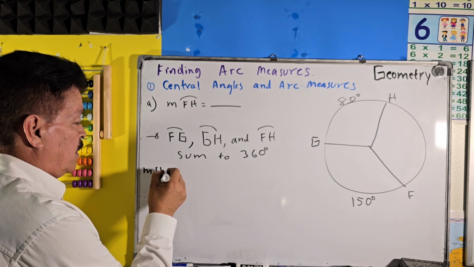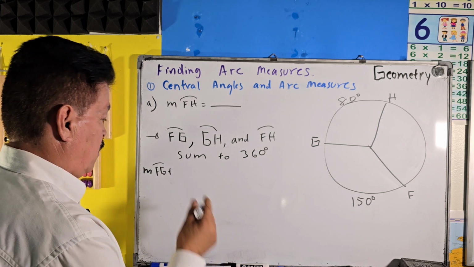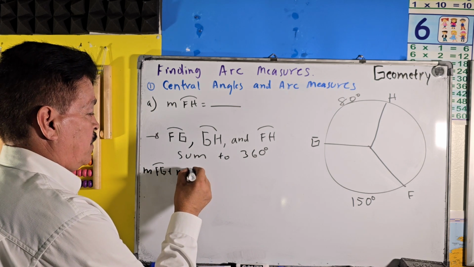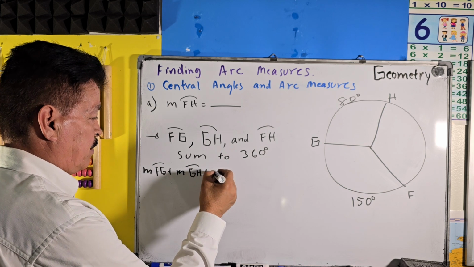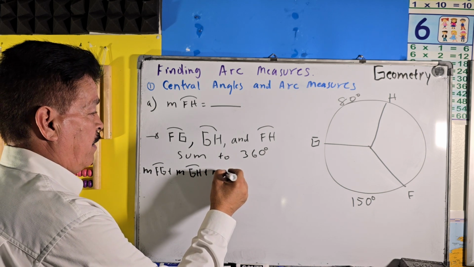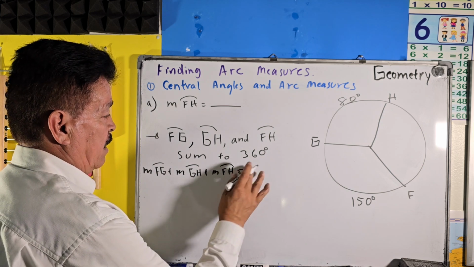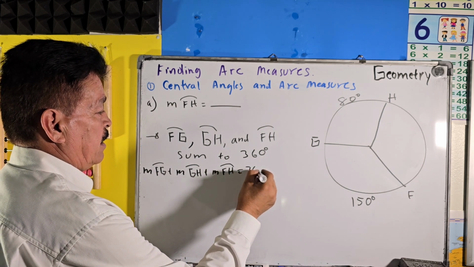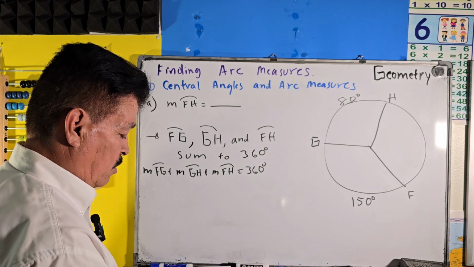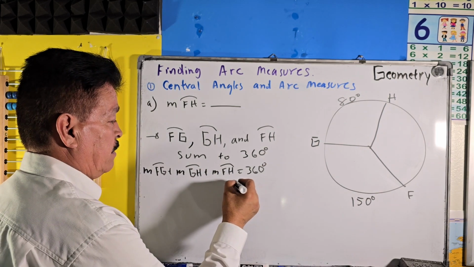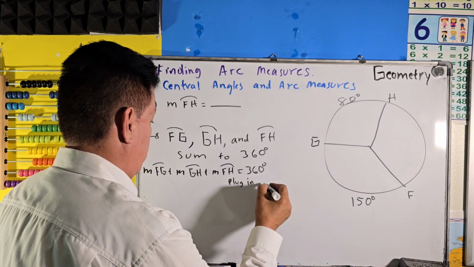If we write this, we have the measure of arc FG, plus the measure of GH, plus the measure of FH, equals 360 degrees. So now we have to plug in.